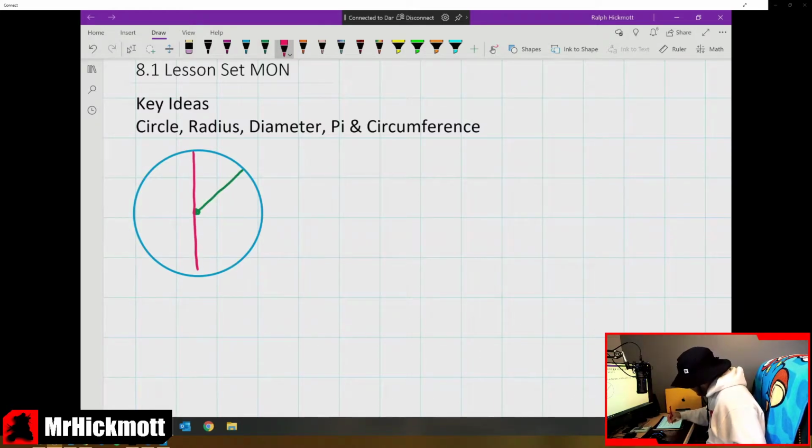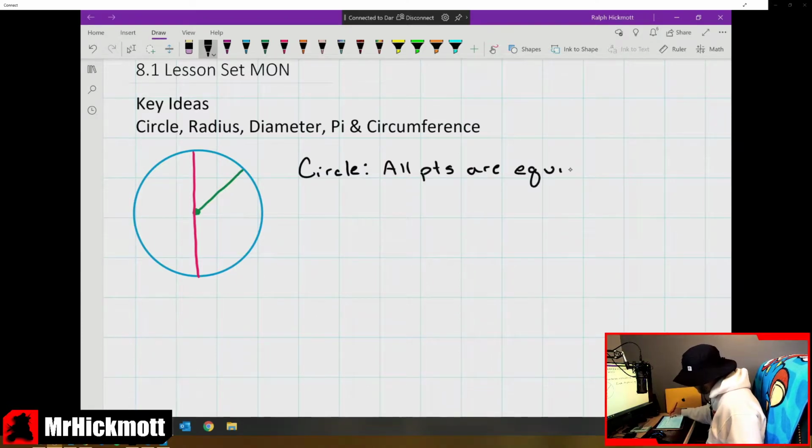I'm going to draw it like this. So I have a green line, purple line, or pink, your choice. And here's how I'm going to define it. First and foremost, circle. You guys know what a circle is. Many of you have experienced it, but the official definition is that in a circle, all points are equal distance from the center.